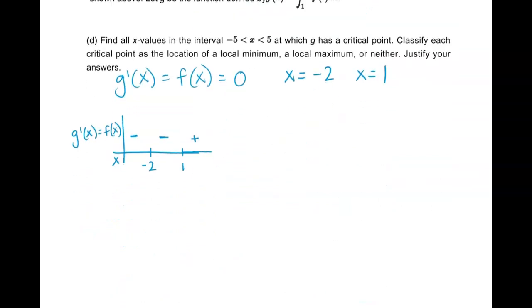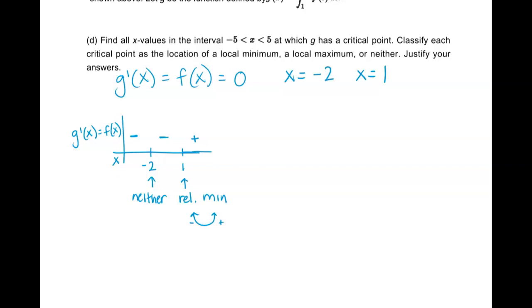So looking at this, at x equals 1, there is a relative minimum because it goes from negative to positive. It's like a smile. There's the negative, there's the positive. At x equals -2, this is neither because the signs don't change.